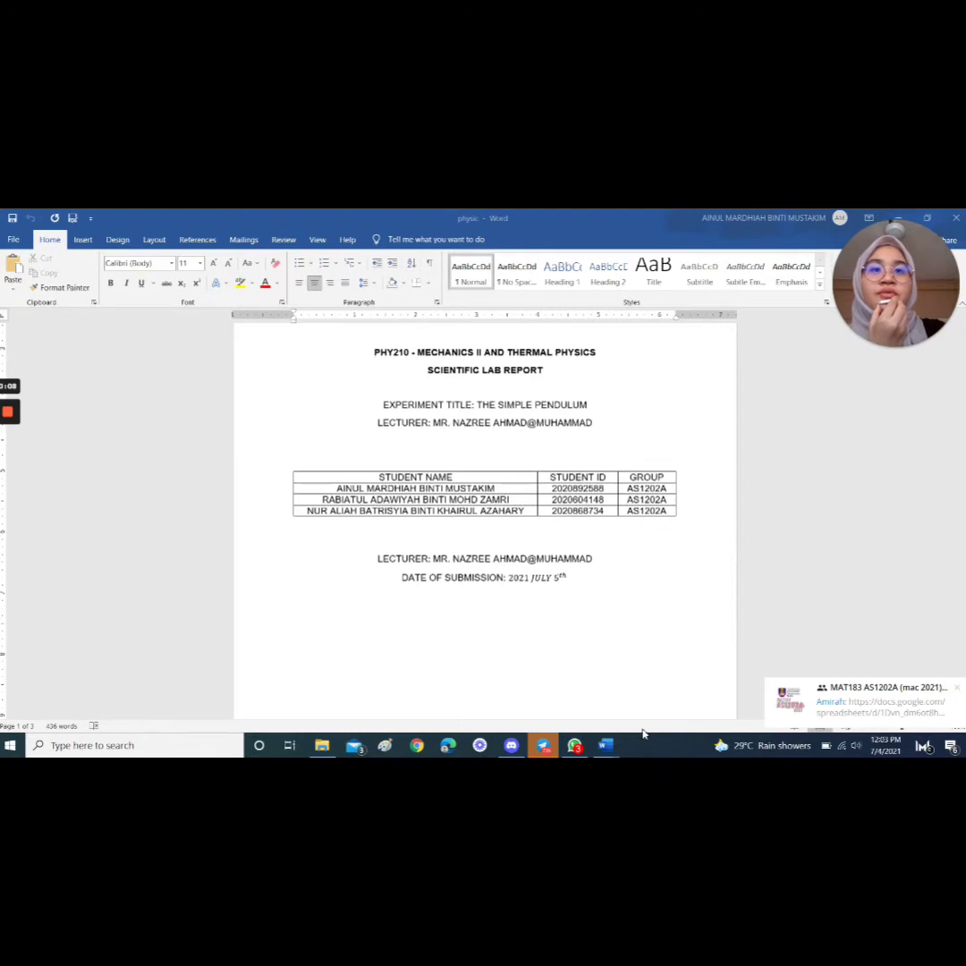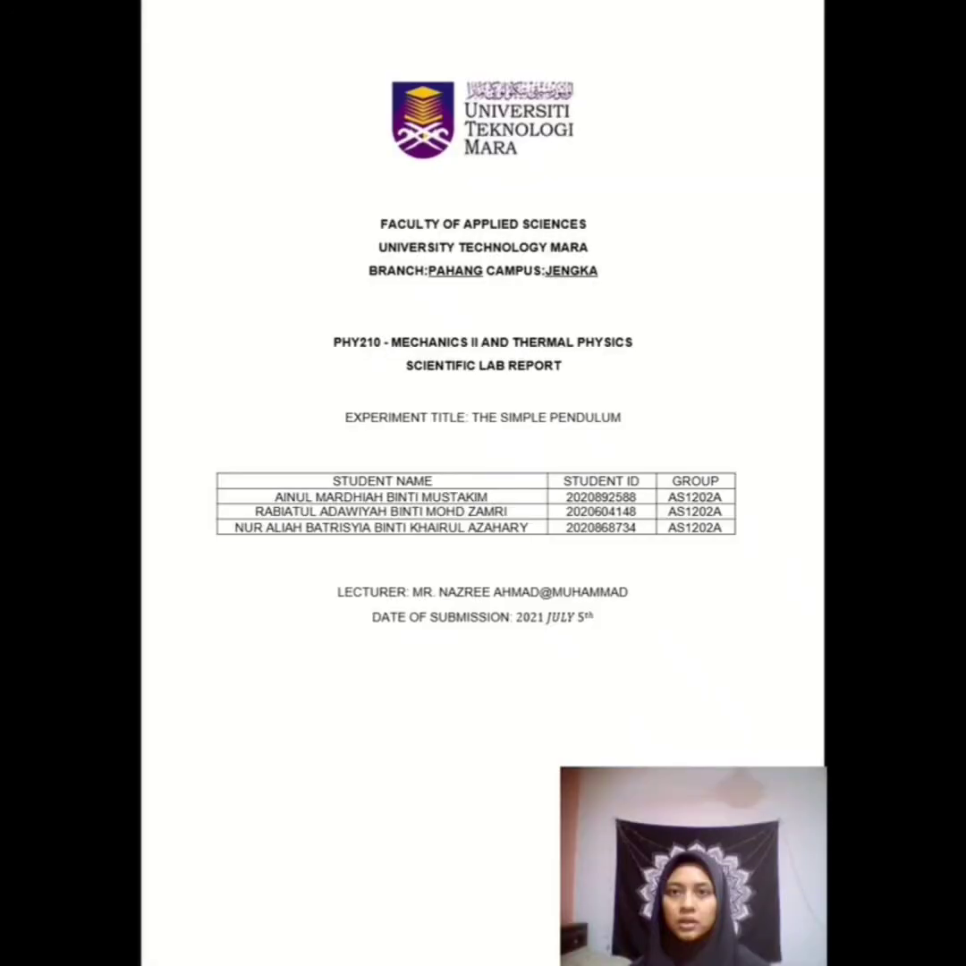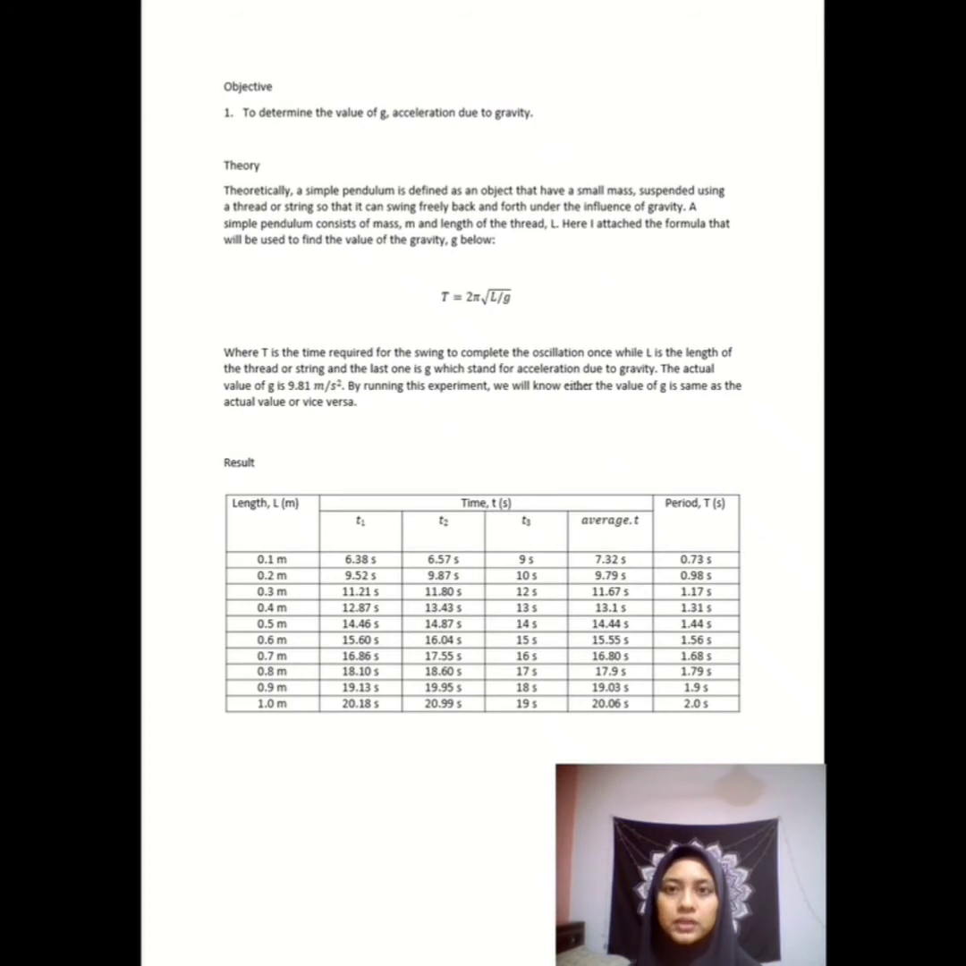Today I will talk about the objective of the experiment first, followed by the theory and lastly the result. The objective of this experiment is to find the value of g, acceleration due to gravity.